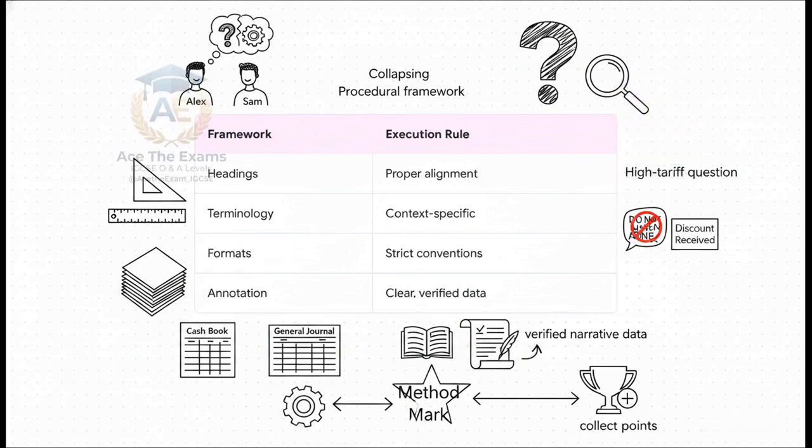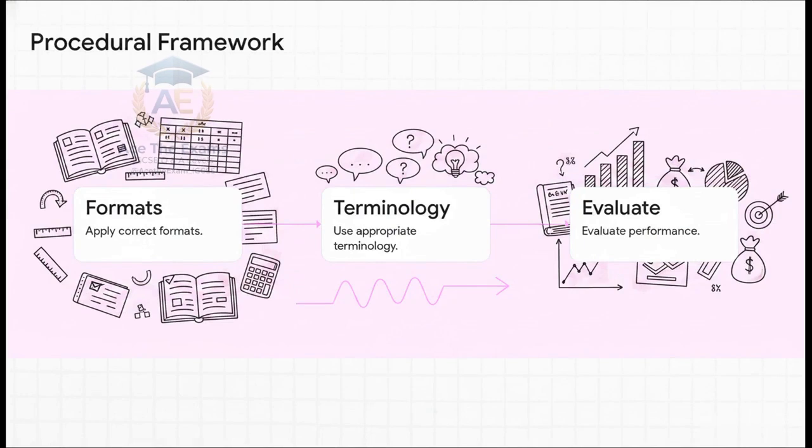The process is everything. So, armed with this exact framework, Alex and Sam start rewriting. And the transition from a flawed, rambling paragraph into a flawless, full-mark response happens out loud in 3 very clear steps. Step 1, they apply the correct formats. They take the time to align those cash book balances properly. Step 2, they strip out all their generic phrasing and swap it for appropriate syllabus-approved terminology. No more saying money owed, they use trade receivables. Step 3, they evaluate performance by linking the raw data back to the business's overall liquidity position.